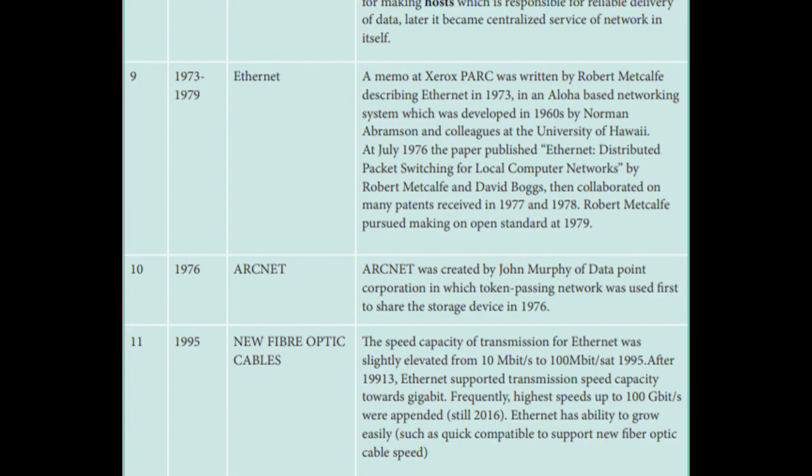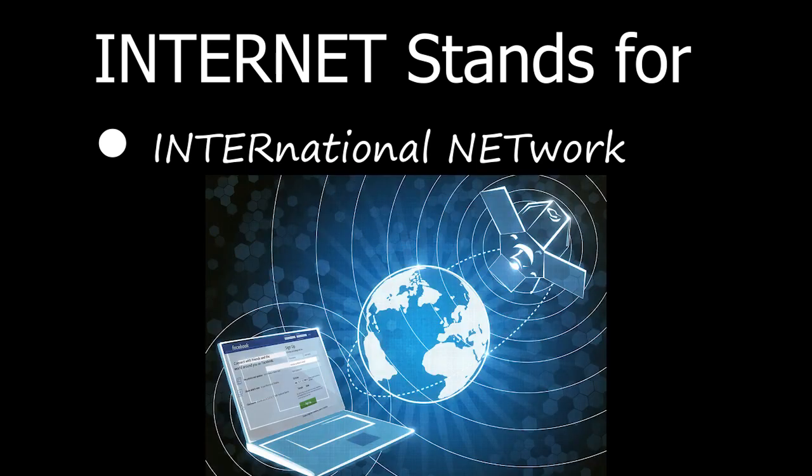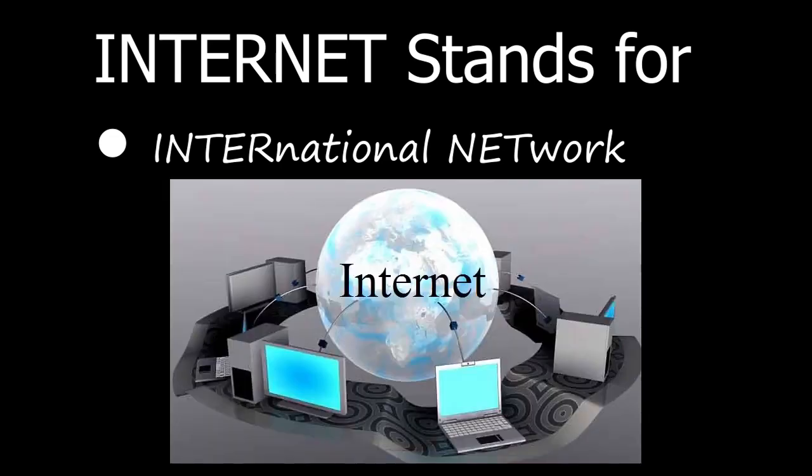Just see this. The word internet stands for international network. International network means this includes the technology, telecom and intelligence too, right? Internet is a network of networks. That means it is a global network. This internet is connecting people all over the world, right?